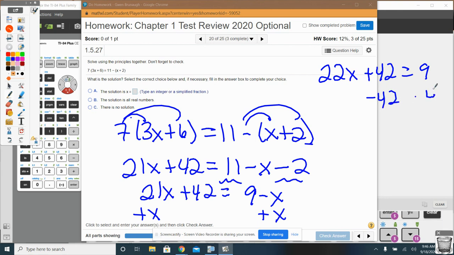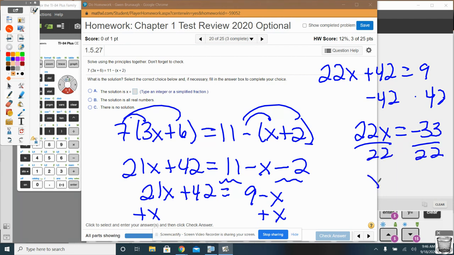Subtract 42. 9 minus 42 is -33. Divide both sides by 22. You can hit math 1 if you want, but you should be able to tell that 11 goes into both of those, and it's -3/2.